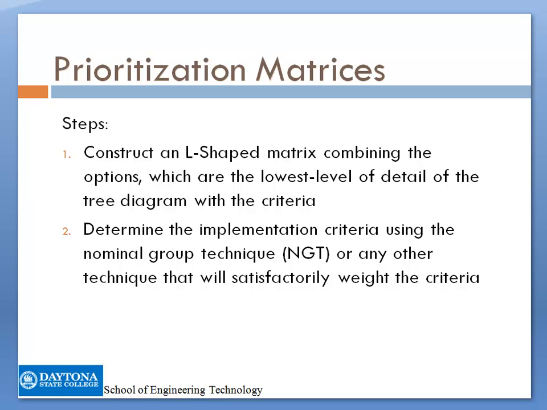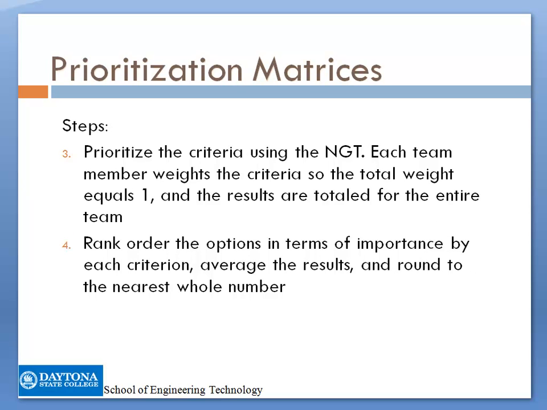The steps to build it are: you first need to construct an L-shaped matrix combining the options, which are the lowest level of detail of the tree diagram, with the criteria. Then you determine the implementation criteria using the nominal group technique or any other technique that will satisfactorily weight the criteria. Then you prioritize the criteria using the nominal group technique, and each team member weights the criteria so the total weight equals 1, and the results are totaled for the entire team.